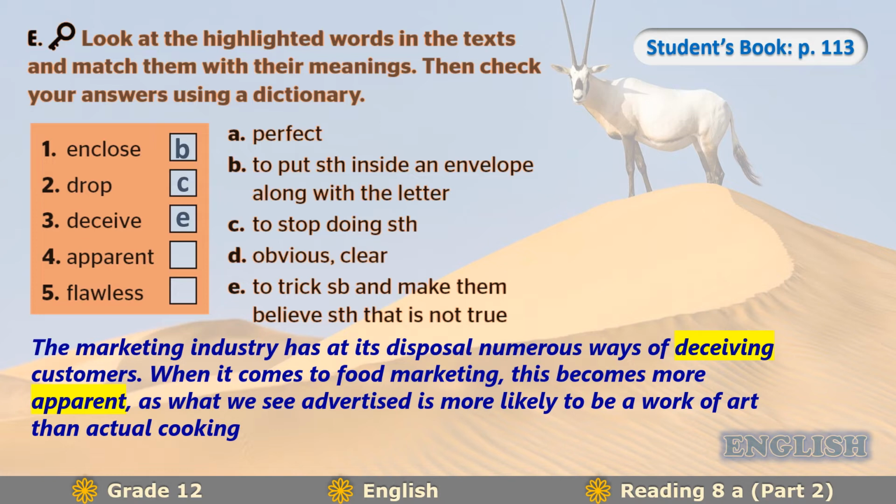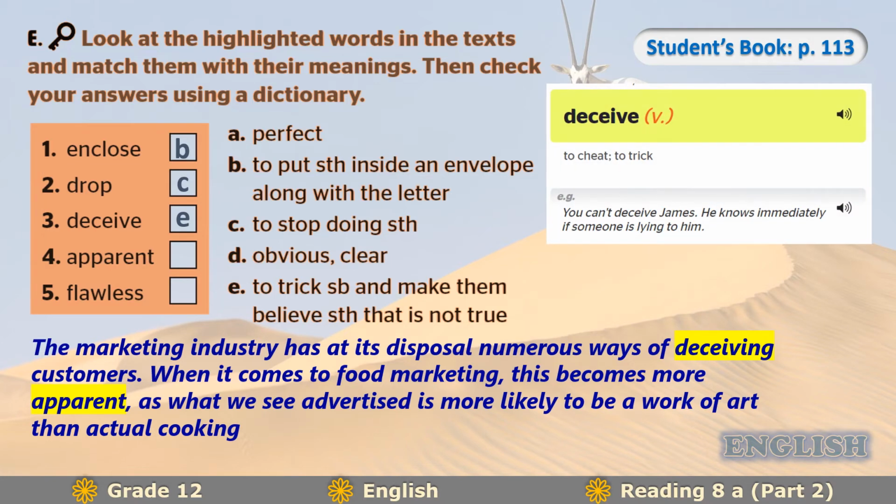Looking up the word deceive in the dictionary will give us this entry. Deceive means to cheat or to trick. And we have here a sentence which contains the word deceive and illustrates its meaning. Here is the sentence. You can't deceive James. He knows immediately if someone is lying to him. So James is very smart. It's difficult to deceive him, and our guess was correct.